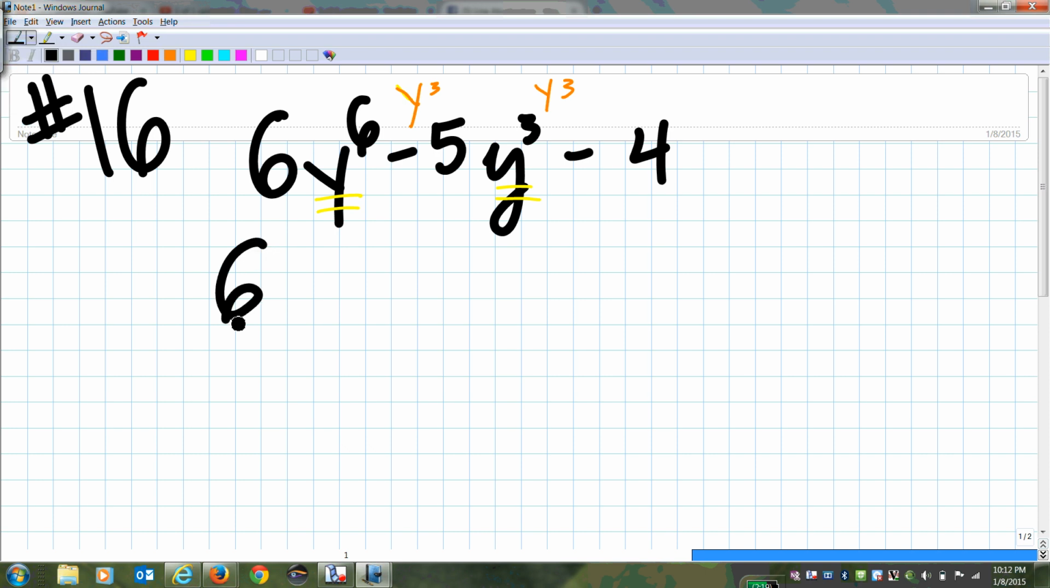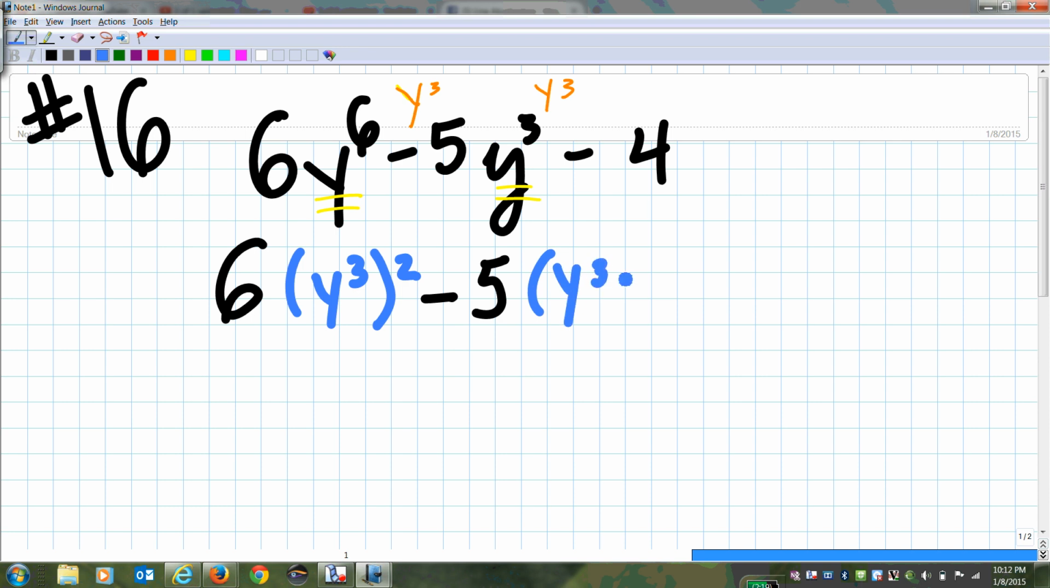We're going to have 6y cubed, and then that's 2 like that, because 3 times 2 is 6. And then it's going to be minus, and we're going to have 5y cubed again. And here we just have minus 4.